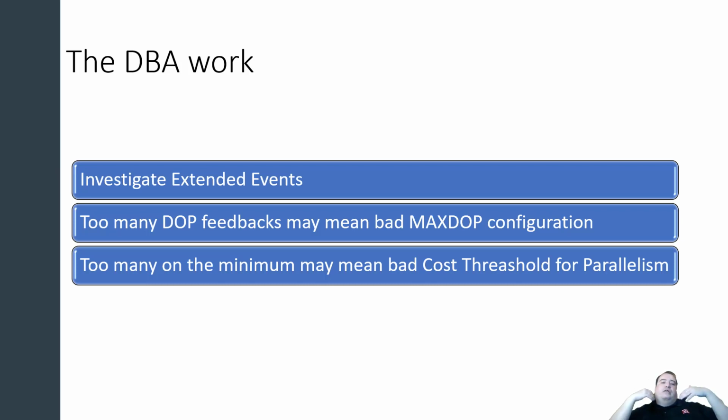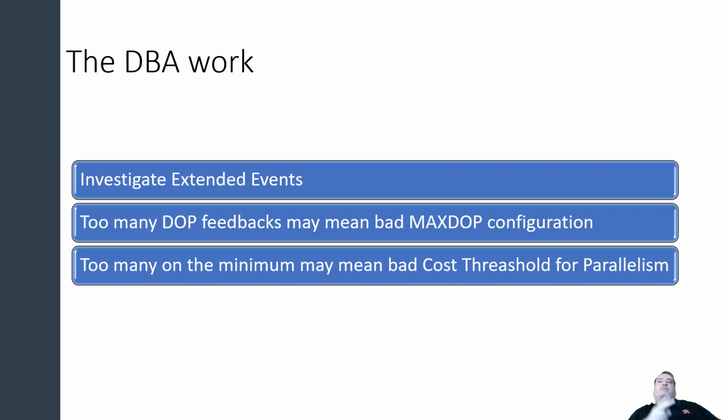And if you have too many or all of your DOP feedbacks putting down the max DOP to 2 threads, this means that probably the cost threshold for parallelism in your server is not good enough. This means that you are getting queries that are too small and putting them in parallel, because this configuration is wrong. Small queries should not be in parallel, and in this case the DOP feedback will not help you enough.